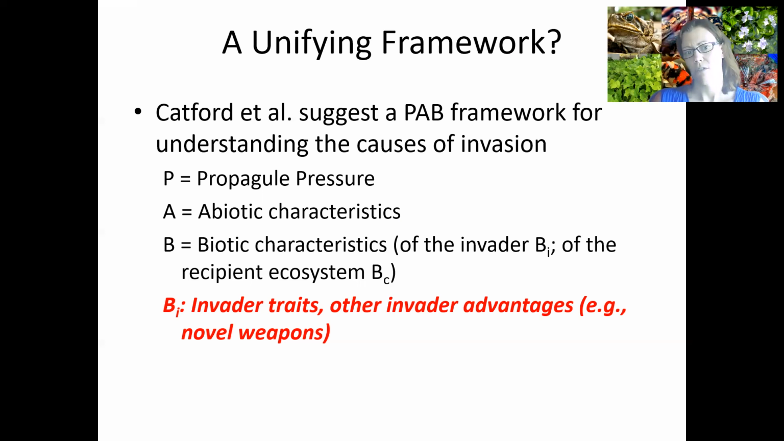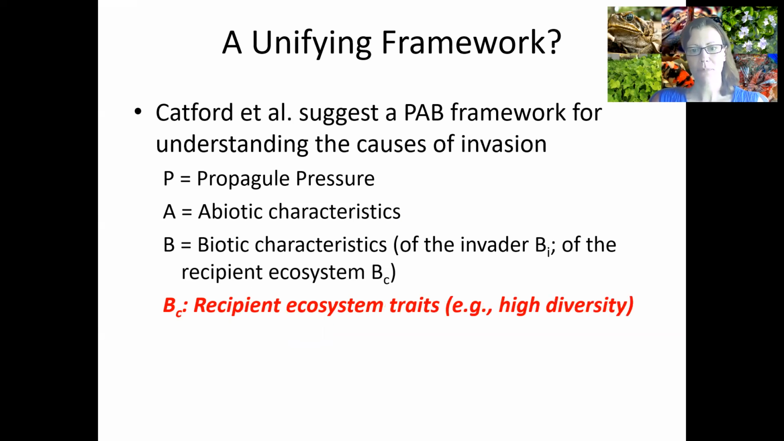But other invader traits are those things like growth rate, fecundity, just the kind of basic traits of a species that could promote introduction, establishment, spread, and impact, right? All of those different pieces along the pathway of invasion. And then the other half of the B is the traits of the recipient ecosystem.